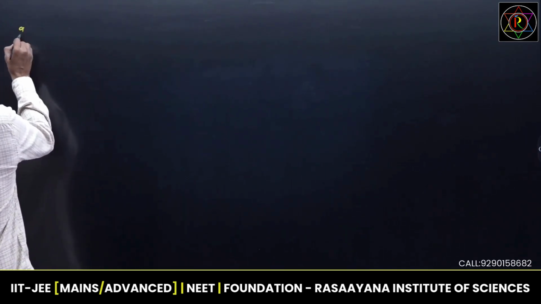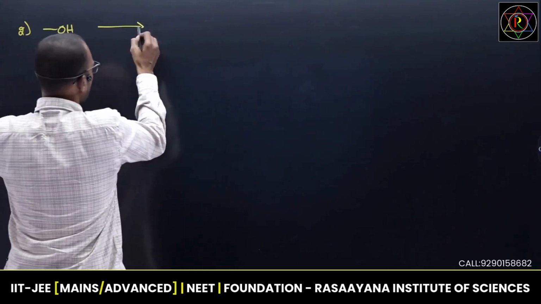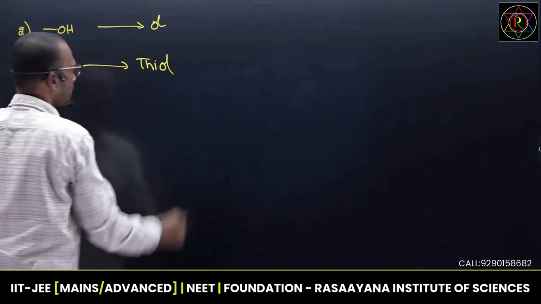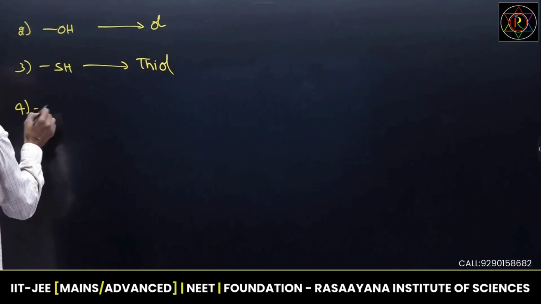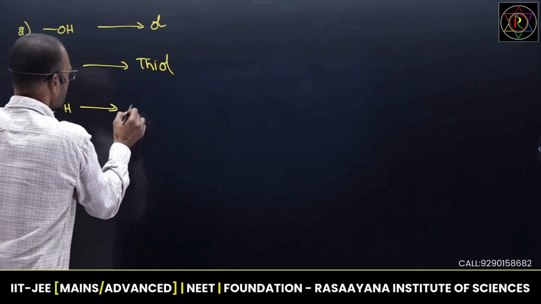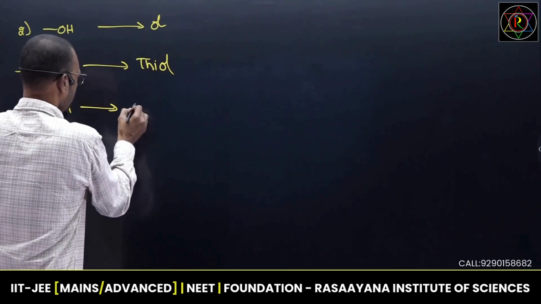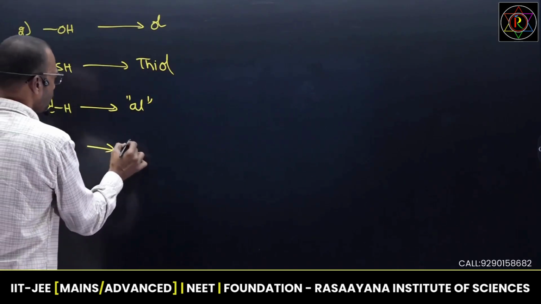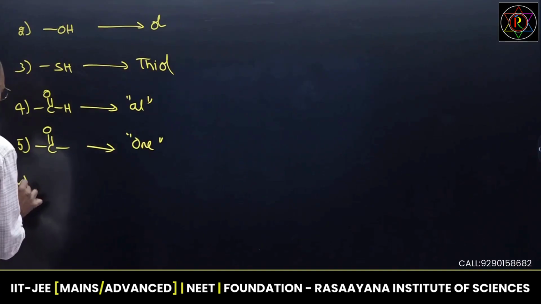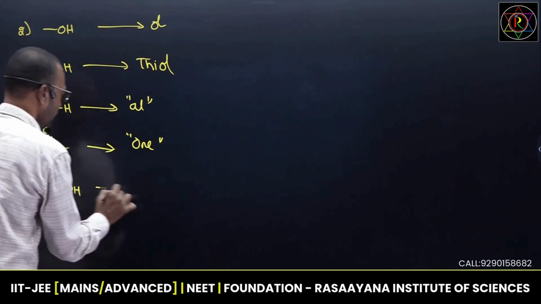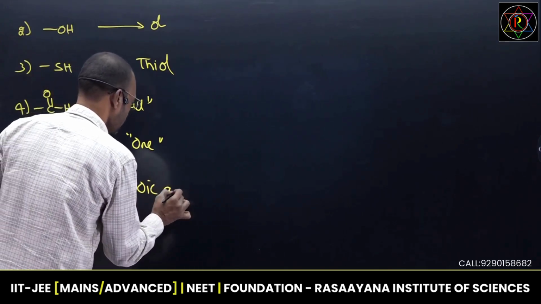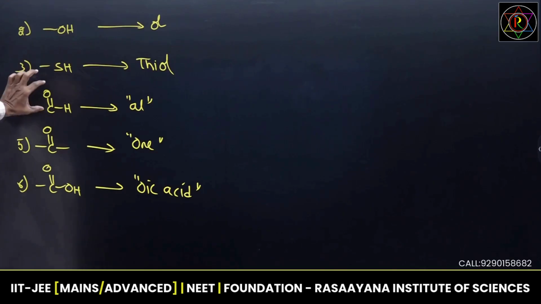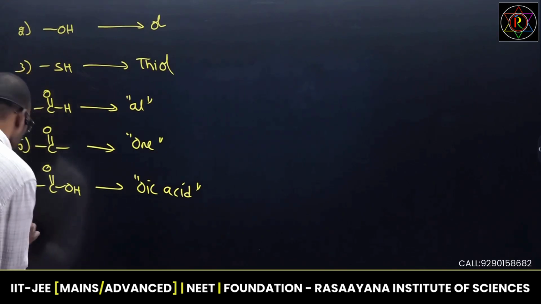Okay, then suppose it is OH, end with OL. If it is SH, this is thiol or mercaptans. Suppose it is C double bond O, H, this is AL: methanal, ethanal, like that, formaldehyde. This is ketone, end with ONE. Suppose it is carboxylic acid, end with oic acid. You remember these secondary suffixes: alcohol, thiol, aldehyde, ketone, carboxylic acid, oic acid.